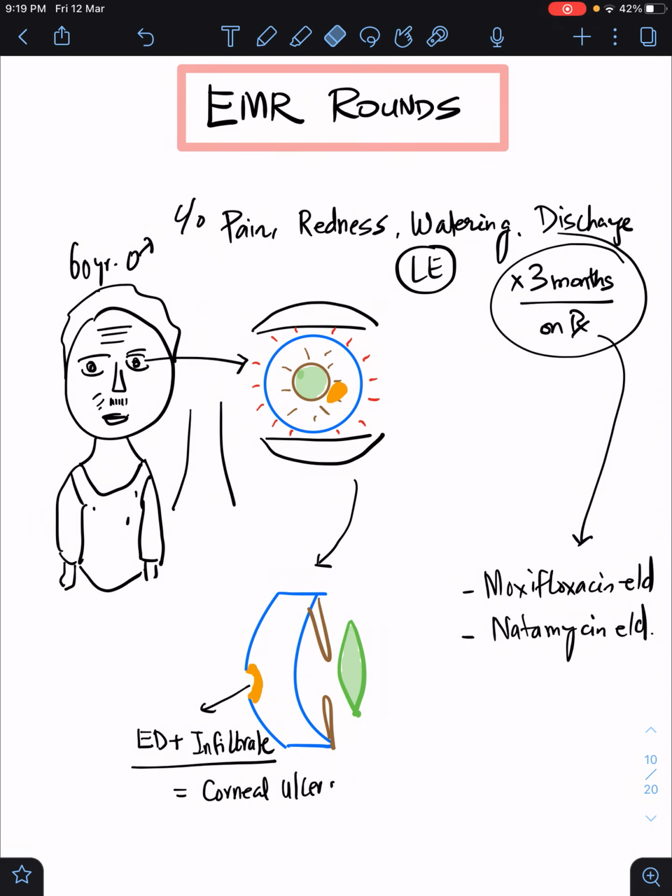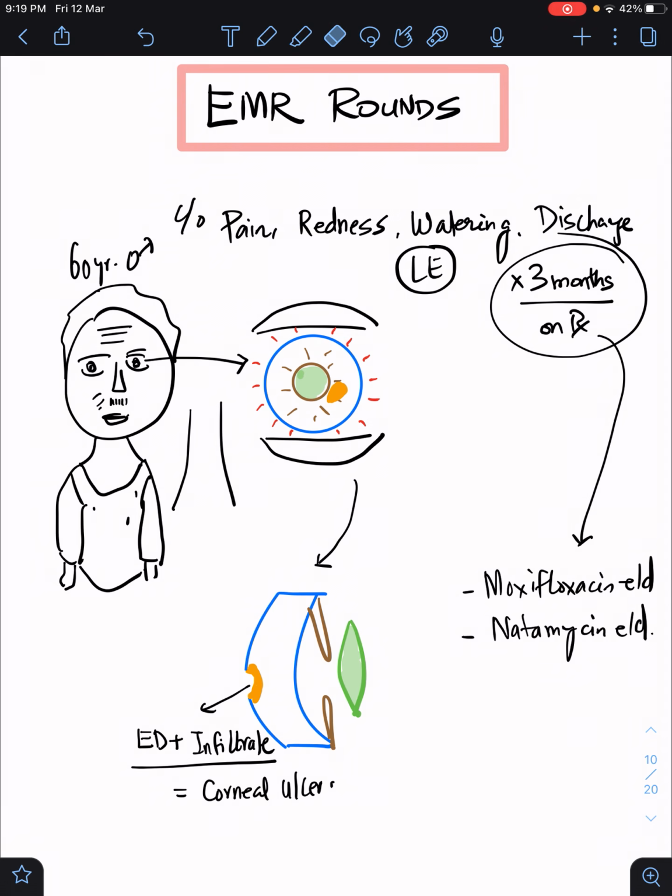Hello friends and welcome to this EMR Rounds, and today we will discuss a very important, commonly faced clinical condition that comes to ophthalmology, seen by every ophthalmologist, that is corneal ulcer. Corneal ulcer is a very vast topic to cover in a single EMR round.